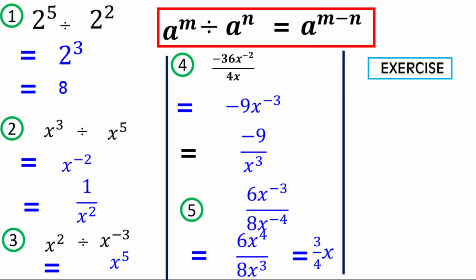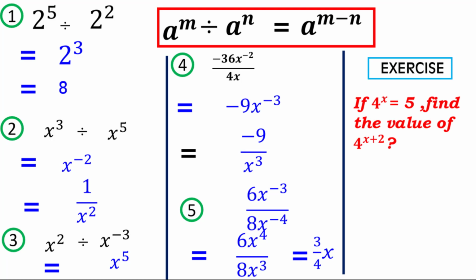Exercise. You can stop the video and do the exercise. If 4 raised to the power x equals 5, find the value of 4 raised to the power x plus 2.